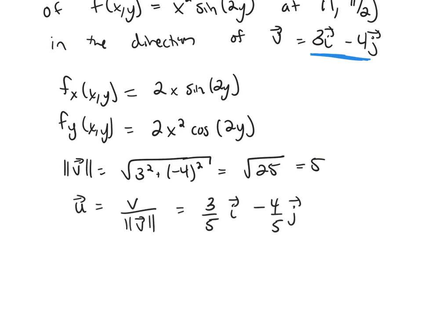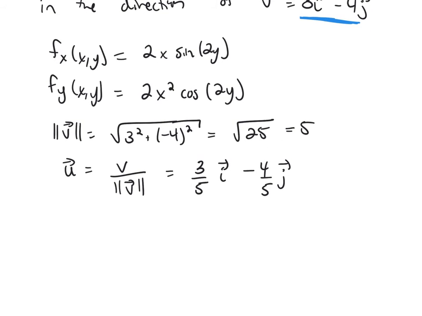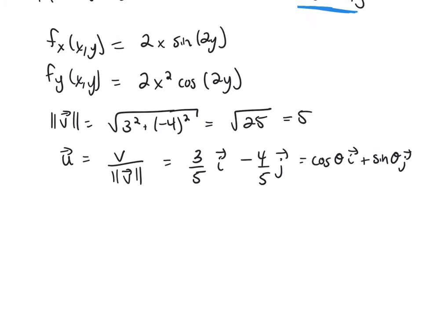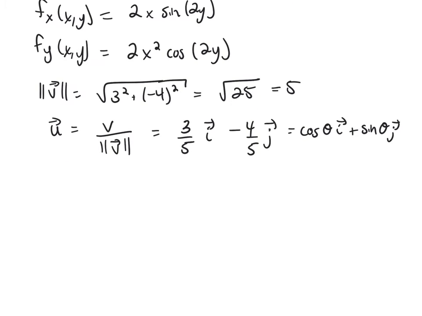And this unit vector, remember, is given by cosine theta i plus sine theta j. So in particular, I know that cosine of theta is 3/5, and I know that sine theta is negative 4/5.